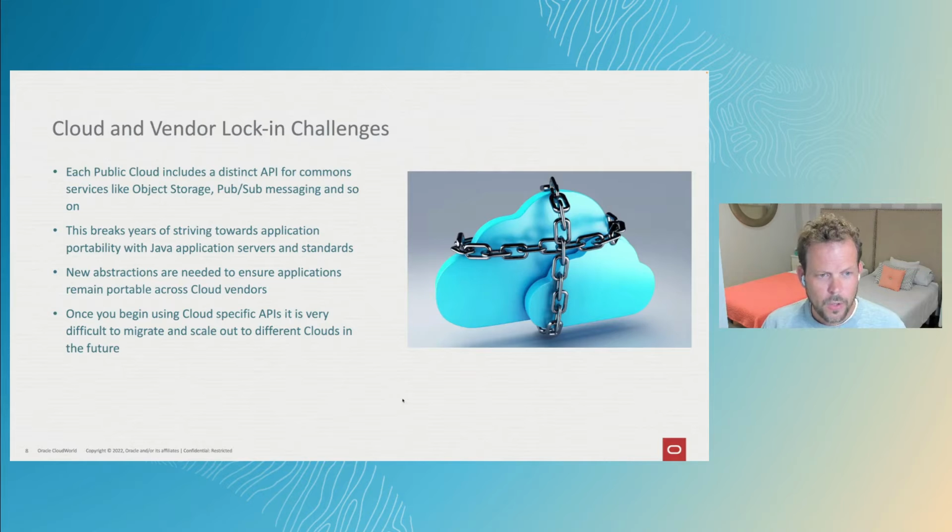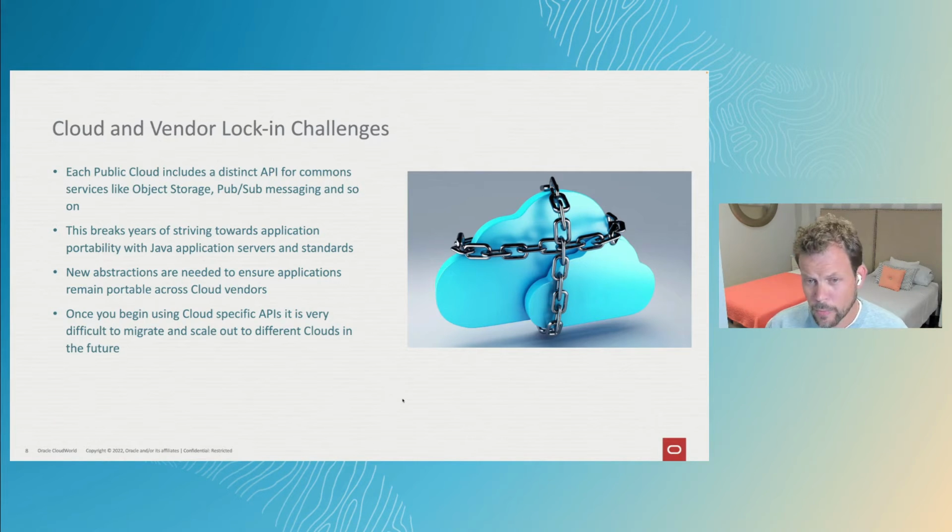So these all lead to, in general, cloud challenges to avoid lock-in to particular clouds, because each public cloud, if you look at AWS or Oracle Cloud or Google Cloud, has distinct APIs to interact with these services, from object storage to pub/sub messaging.